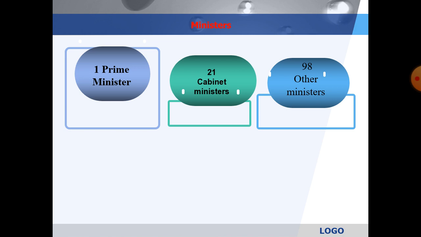First, a Prime Minister, 21 Cabinet Ministers, 98 other ministers, and in total 120 ministers. Ministers are chosen by the Prime Minister from the members of the House of Commons and House of Lords. They are responsible for the actions, successes, and the failures of their departments.